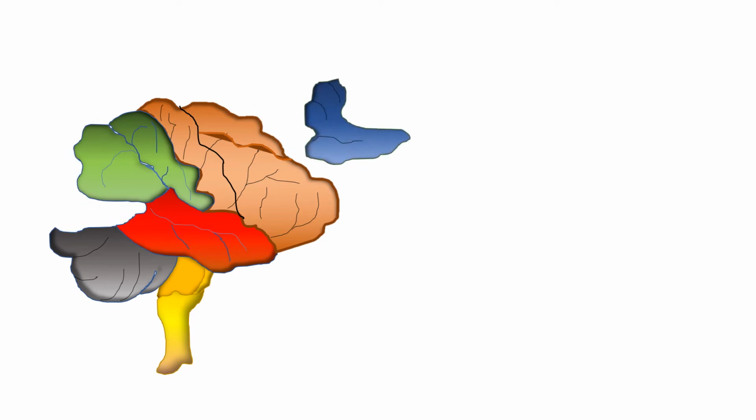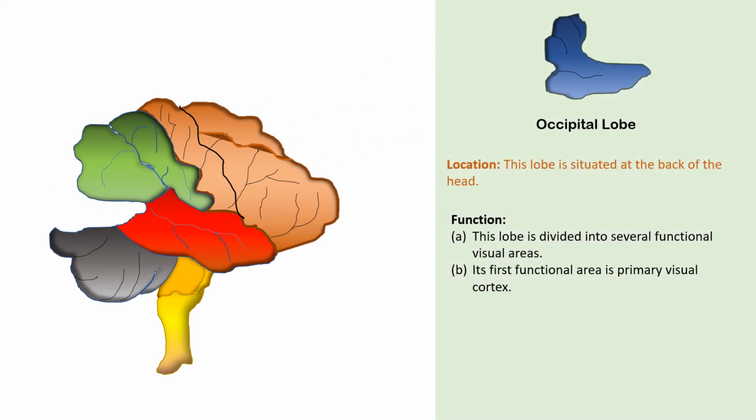Now we will discuss the occipital lobe. It is situated at the back of the head, so we will find it at the back side of our head. What is the function? This lobe is divided into several functional visual areas. Its first functional area is the primary visual cortex. So this occipital lobe, we can say, is totally associated with vision.